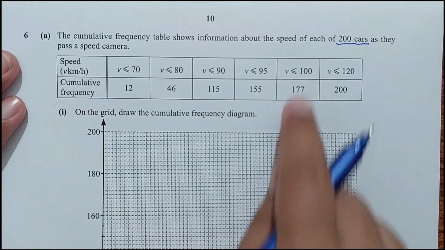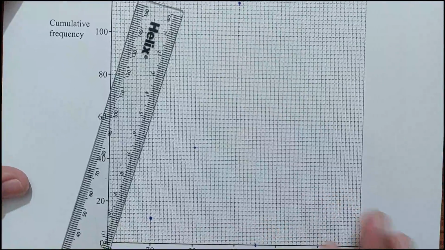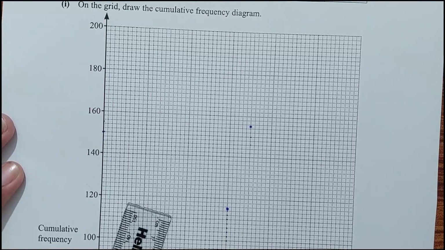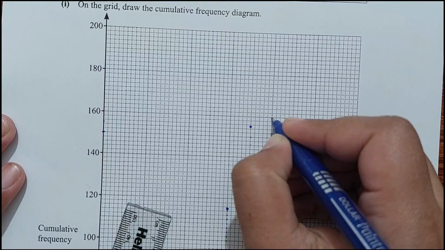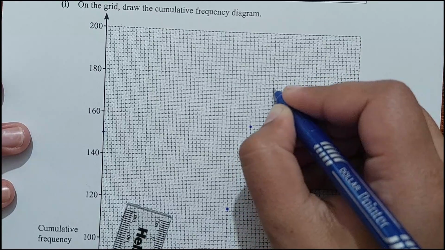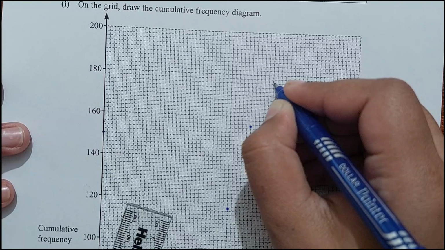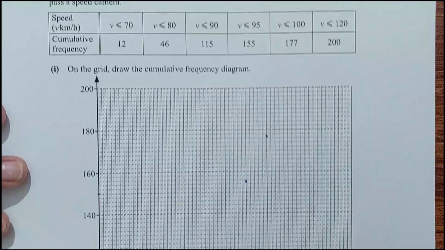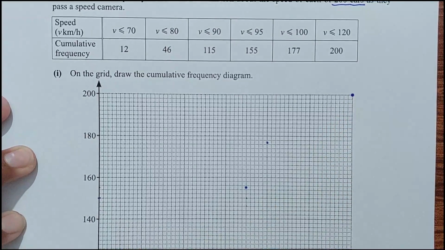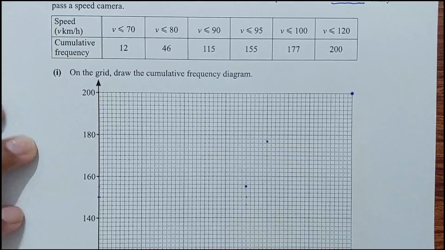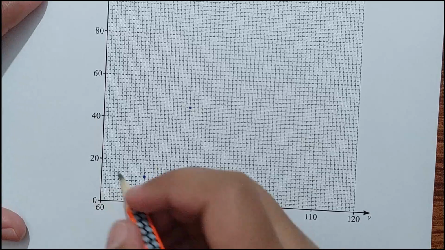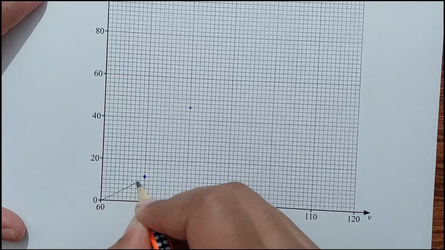The second last one is 100, 177. We have 100 over here. So for 100, let me solve for 177: 160, 170, 72, 74, 76, and 77. Okay, for 120 it is 200, so 200 is over here for 120, right? Let me connect all the points to get the smooth curve for the cumulative frequency diagram. So it is at 0, right?